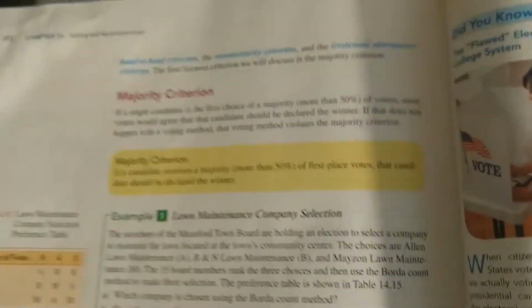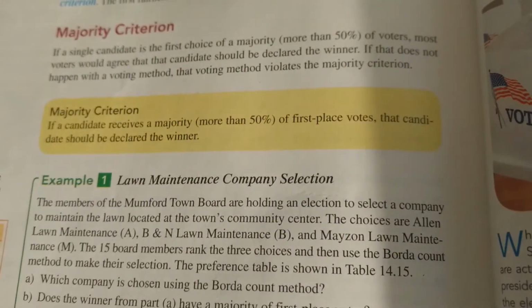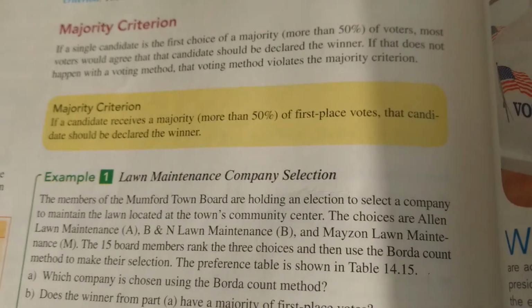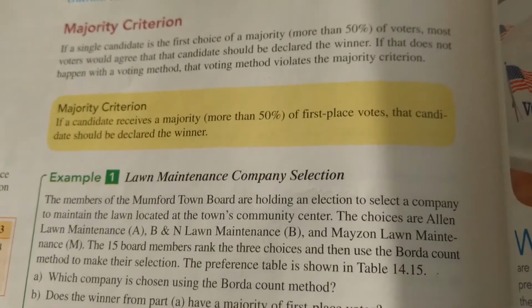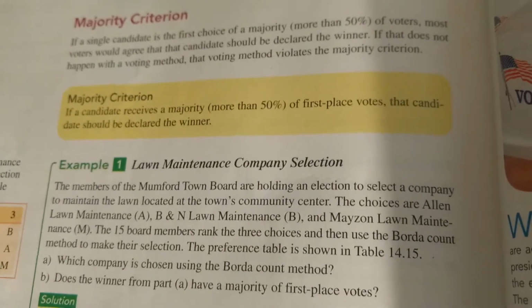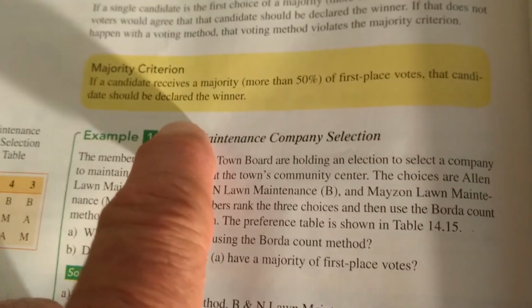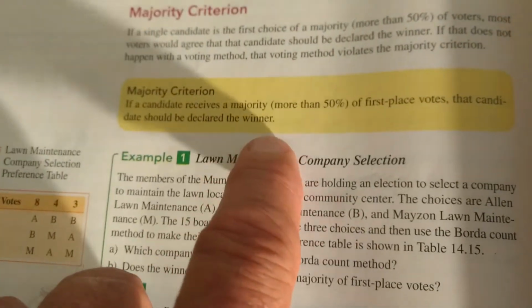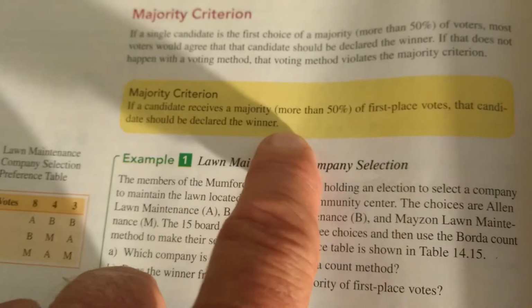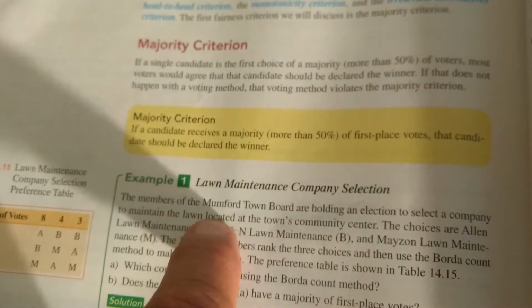When we look at the majority criterion, it says that if a candidate receives a majority, more than 50% of first place votes, that candidate should be declared the winner. So what they're saying is this is all mathematical. Based on math, if a candidate does receive at least over 50% of the votes, they should be the winner. This doesn't always happen.